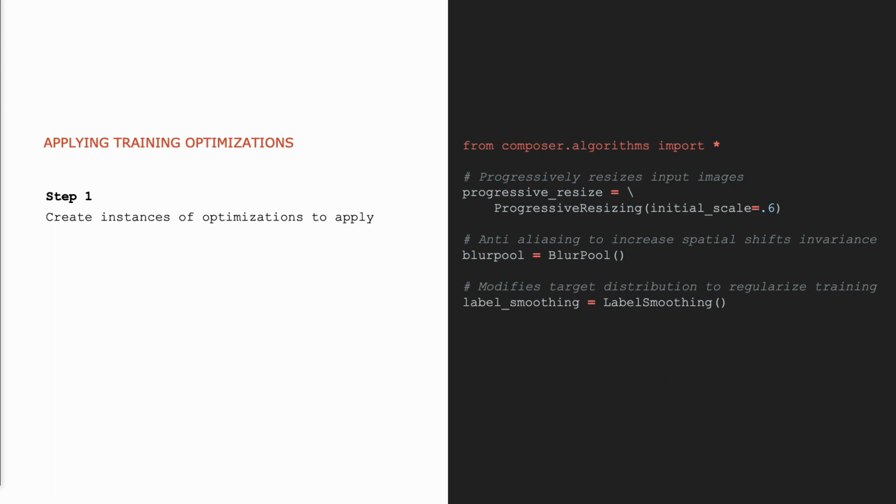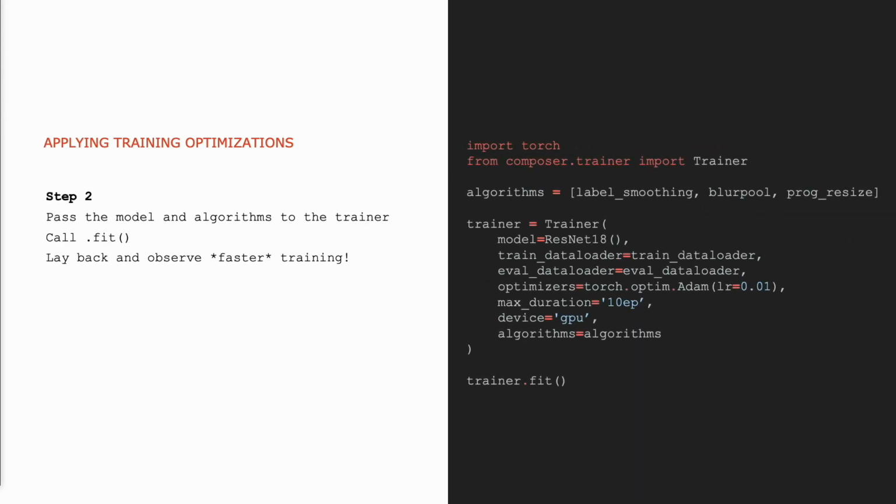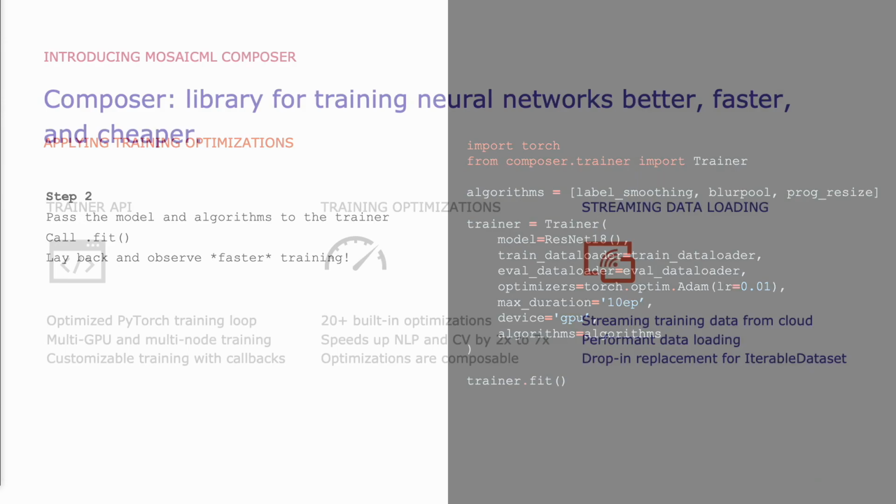ResNet. Now, there are dedicated docs within Composer for each one of these optimizations, pointing at the research papers and giving you a lot of insight into how the algorithms actually work. Now, just like before, you instantiate the trainer object, and now you also pass in the list of algorithms that you instantiated just in the previous step, and that's it. You call trainer.fit, and Composer handles all of the nitty-gritty details of applying the optimization during training.